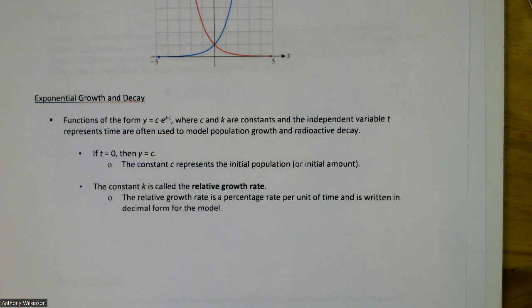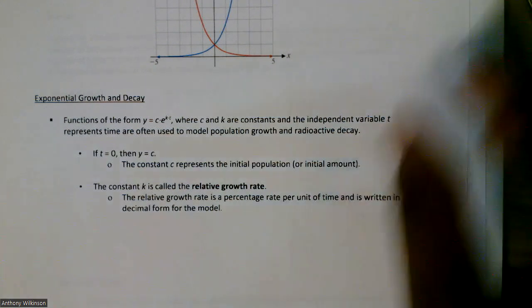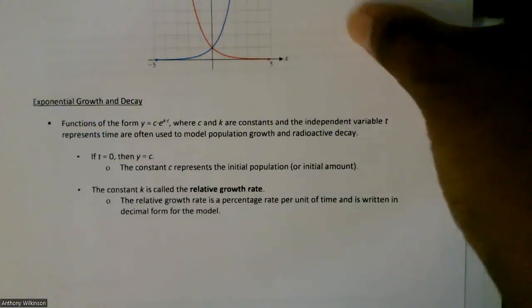And the relative growth rate is a percentage of rate per unit of time and is written in decimal form for the model. So they might give it to you as a percent, but you'll have to convert it to a decimal by either moving the decimal point 2 places to the left or taking that percent and dividing it by 100, which will give you the decimal form.